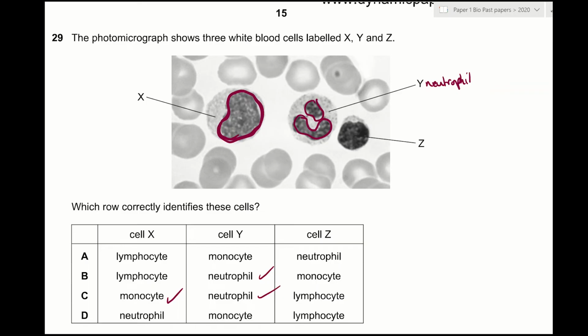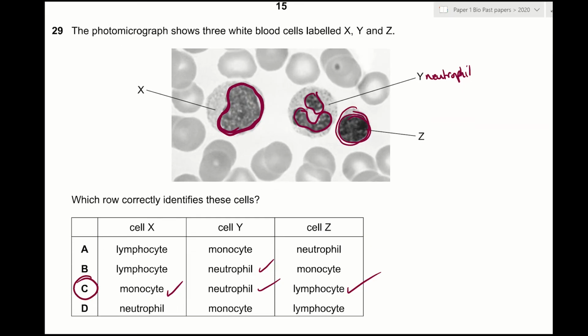So neutrophil is correct. For Z, we could see a nucleus that takes over almost the whole cell, and a cell that is way smaller than the others. This is definitely the lymphocyte, because a lymphocyte must have a really large nucleus because it has a higher rate of transcription and translation. Therefore, the answer is going to be C. And also, lymphocytes are the smallest of the white blood cells.